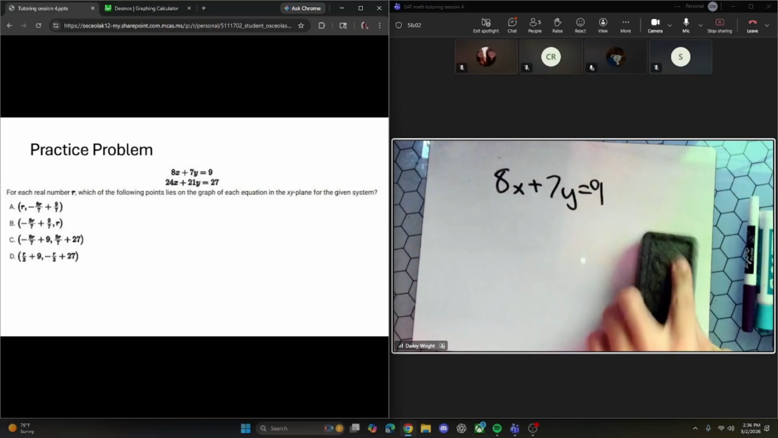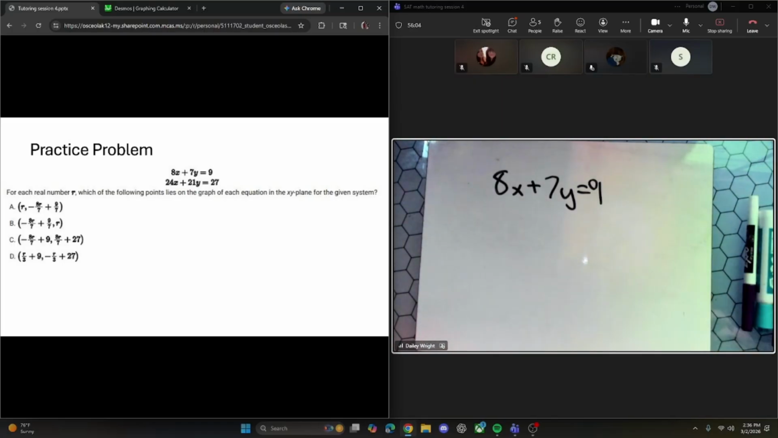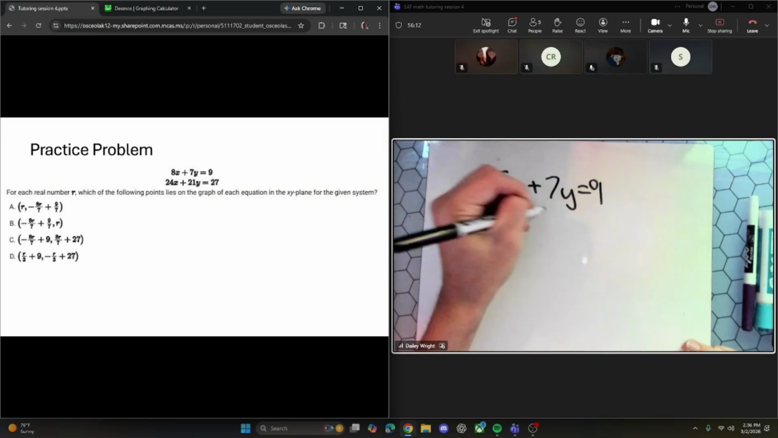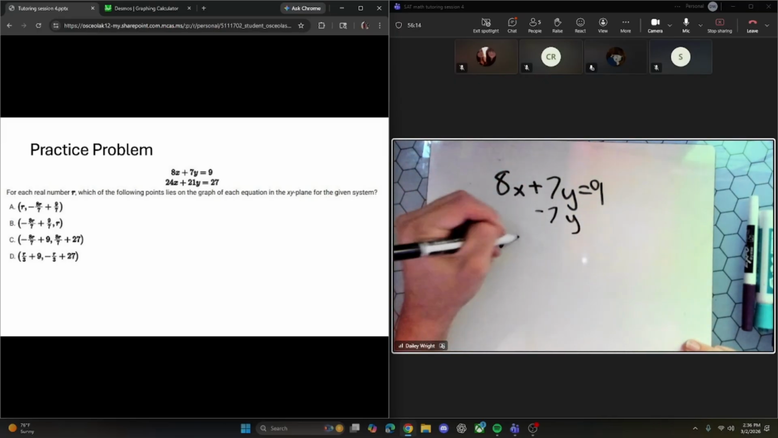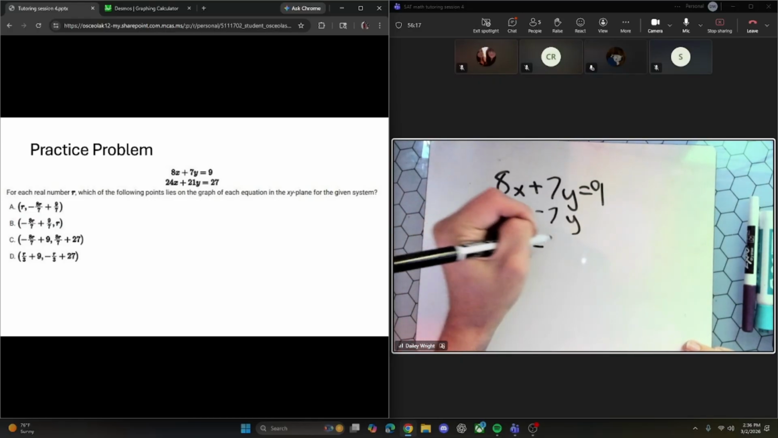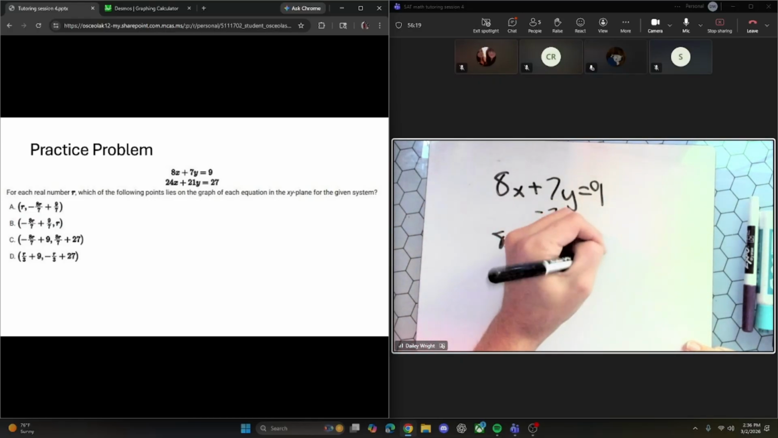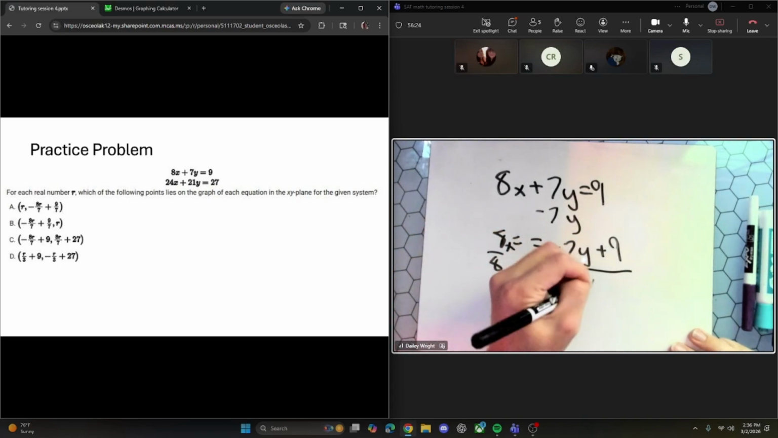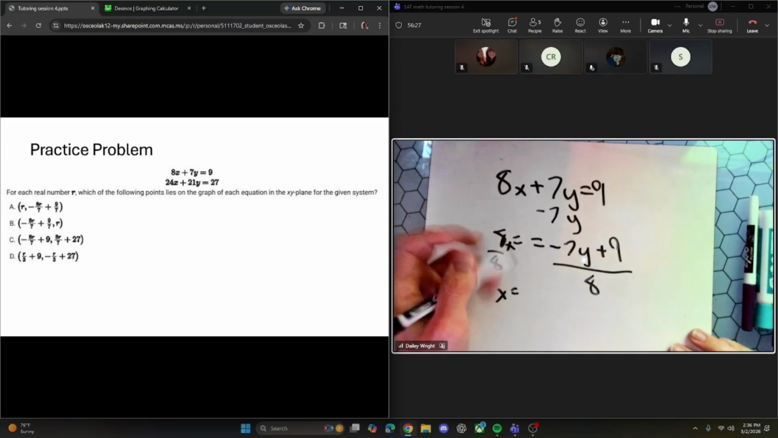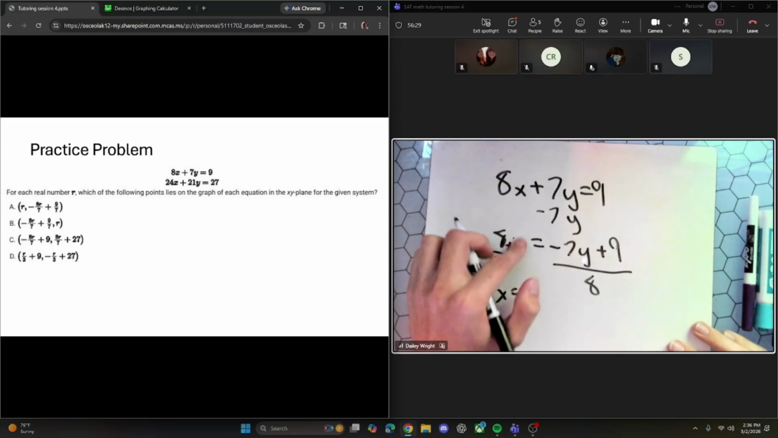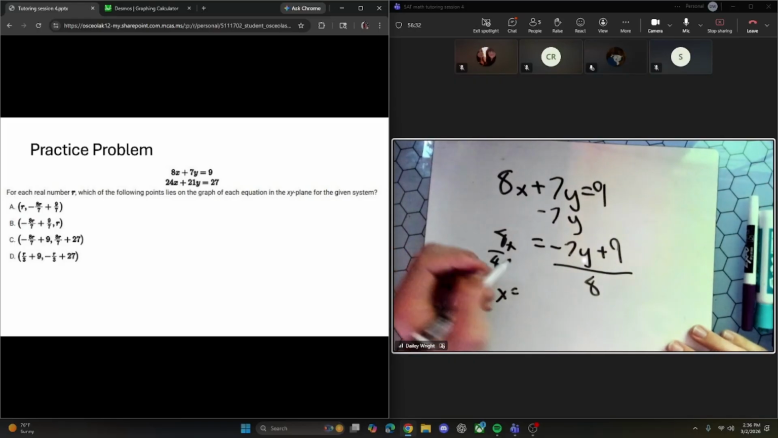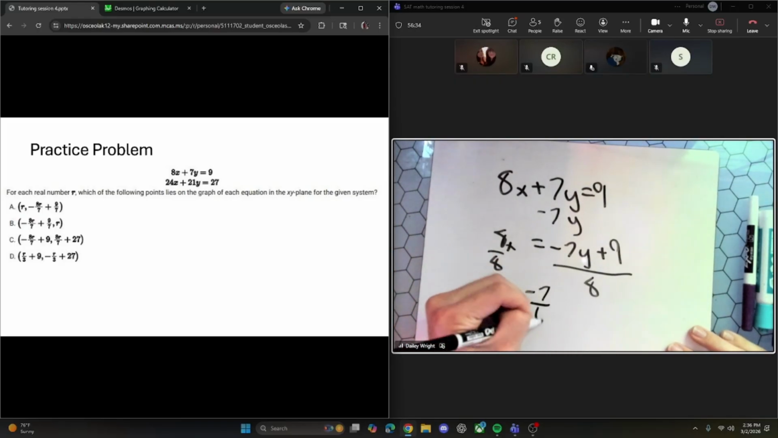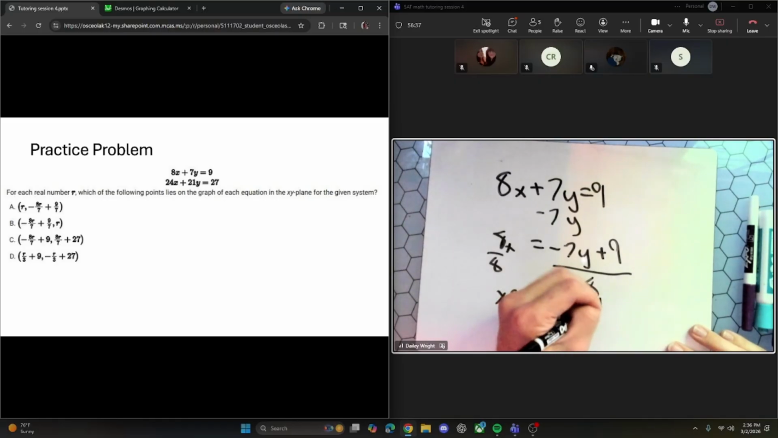So now I'm going to solve for one of the variables because you always want to get one of the variables by itself. So I'm going to subtract this 7y over: 8x equals negative 7y plus 9. And then I'm just going to divide by 8. X equals negative 7 over 8y plus 9 over 8.